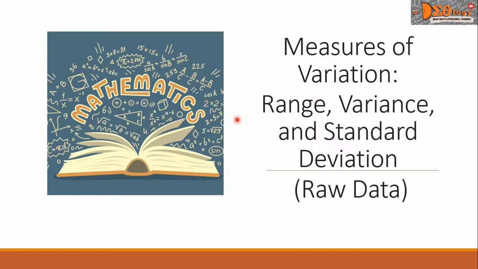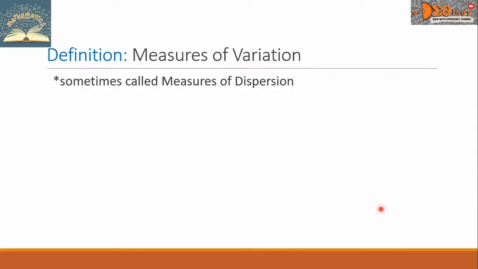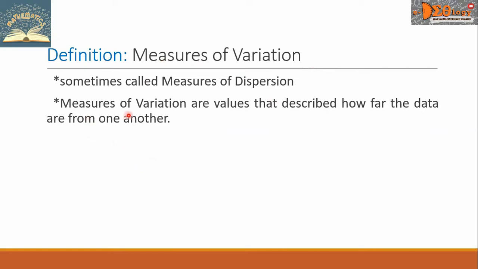Hi everyone. Today we're going to study measures of variation. Specifically, the measures are range, variance, and standard deviation. And this is for raw data. The measures of variation is sometimes called measures of dispersion. Measures of variation are values that describe how far the data are from one another.